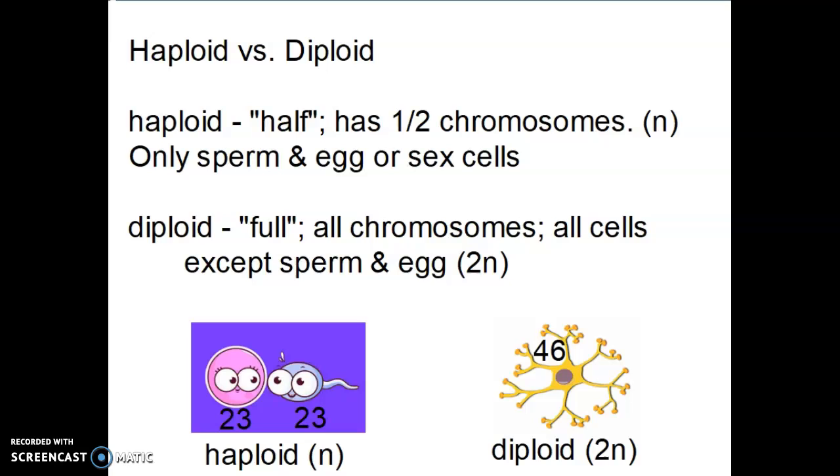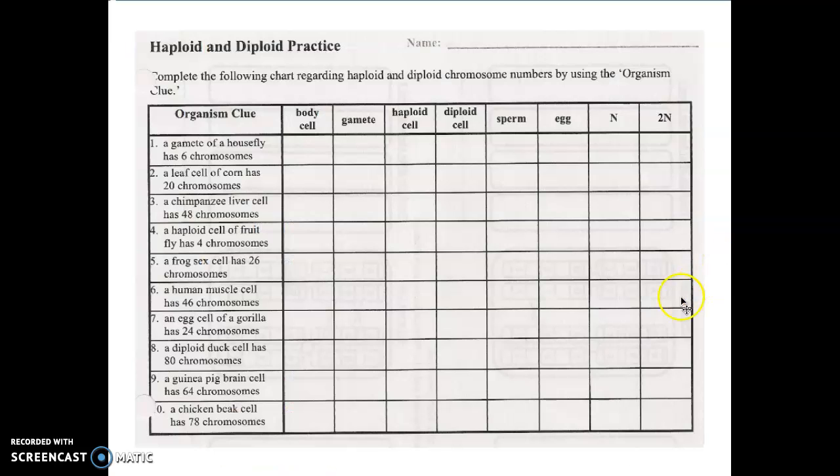All right, so here's your example. You've got sperm and egg over here, each having half, with the goal of them joining. Then the full number is restored. And then any other cell, this is like a nerve cell here, would have 46 chromosomes inside of that nucleus. So this is considered diploid. Okay? All right, so guys, we're not going to do all of these, but I just want to show you actually how simple this is.